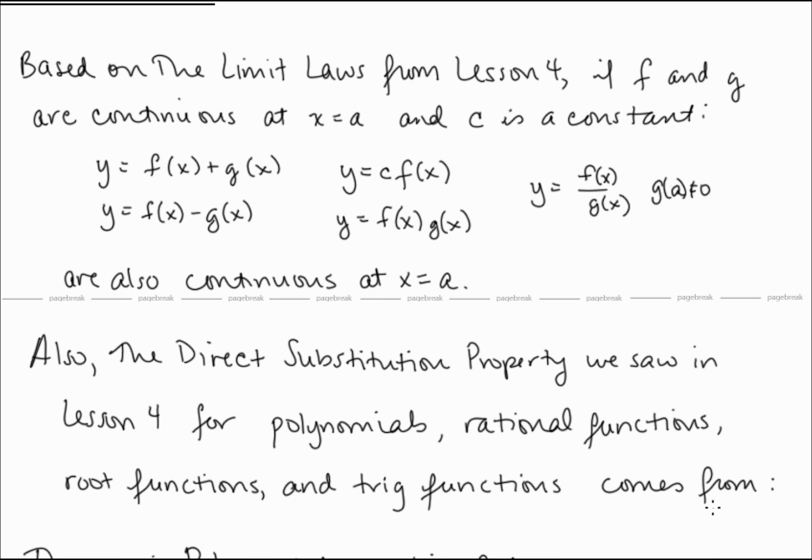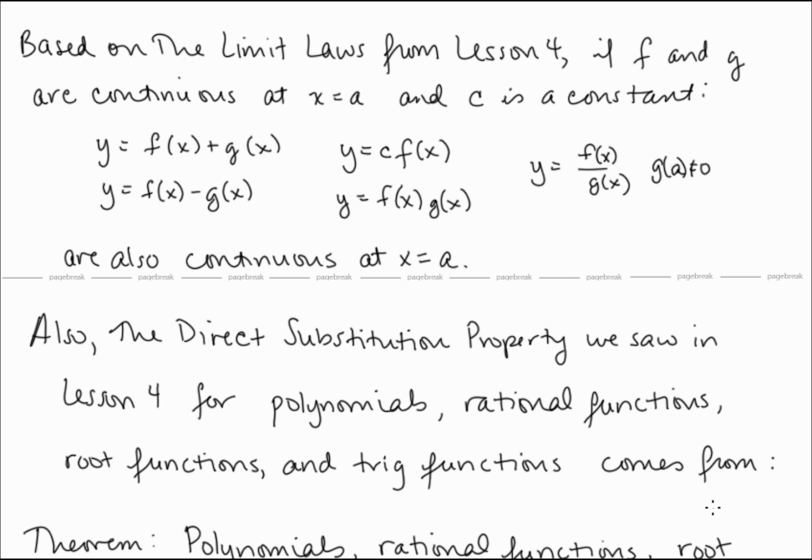Now, based on the limit laws from lesson 4, if f and g are continuous at x equals a and c is a constant, we have that all these functions are also continuous at x equals a. So the sum or difference of continuous functions is continuous, a constant times a continuous function is continuous, and the product or quotient of continuous functions is continuous.